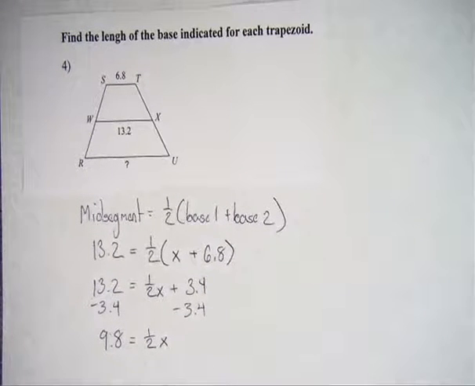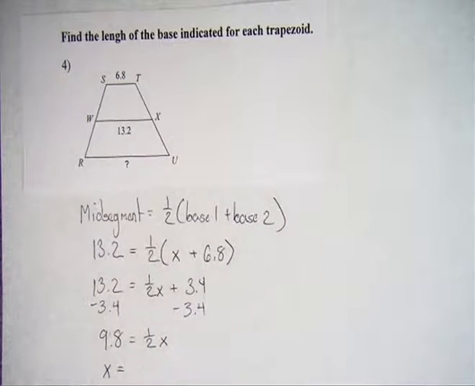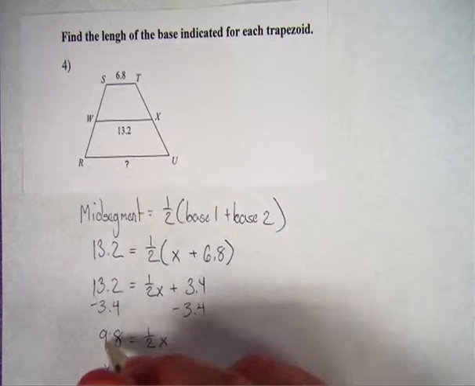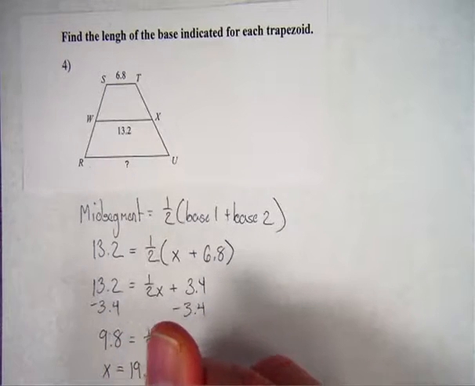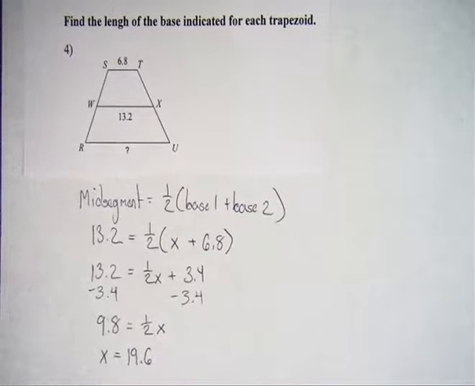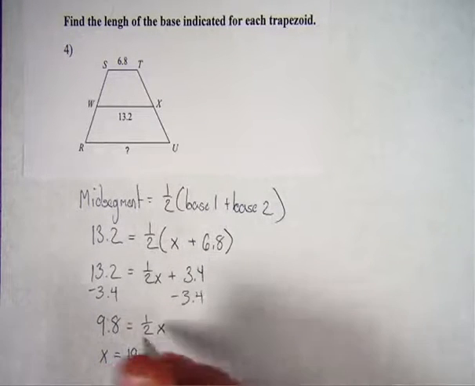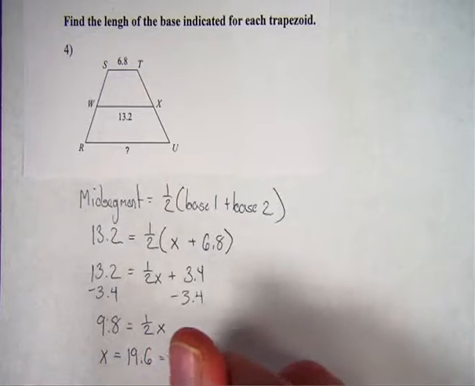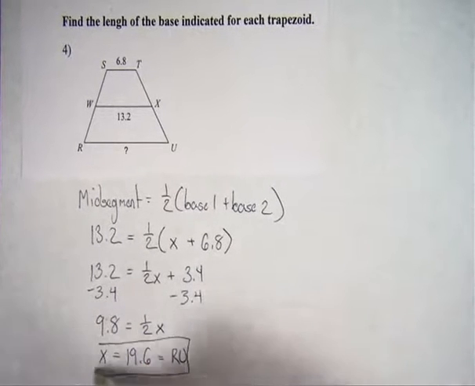So now to get rid of that 1/2, I'm going to multiply by 2. And when I multiply by 2, I'll find that x equals 19.6. And again, I have no units, so I can't say anything more specific than that. So the length of RU, if I want to get super specific here, would be 19.6, just like that.